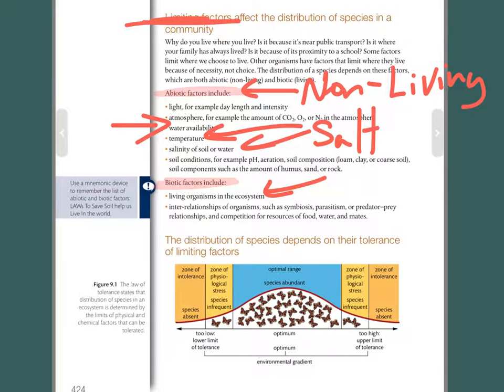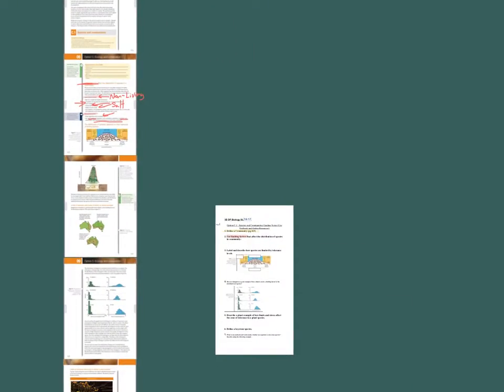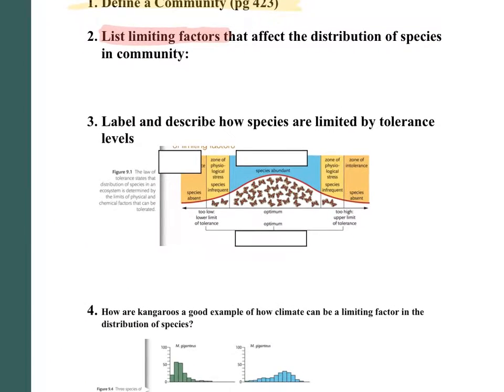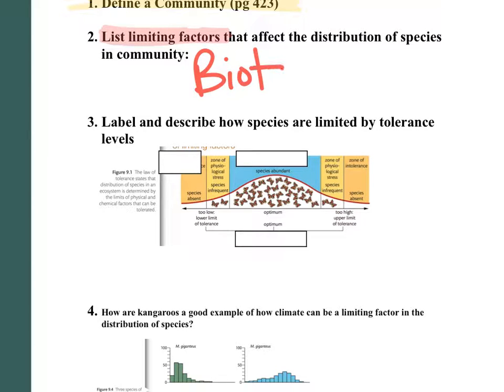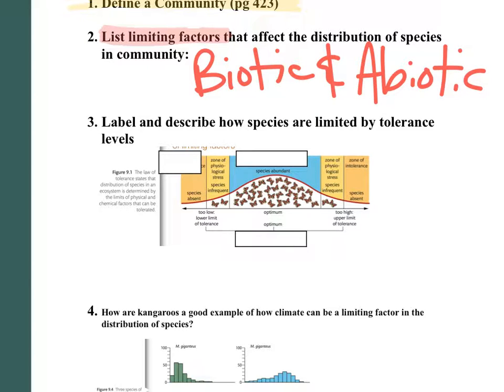So how do relationships, prey, predator, and other competition for resources affect how species are distributed or where they are in the system? So that one's pretty straightforward. We have biotic and abiotic, and you need to go back and look in your textbook to list all of those.